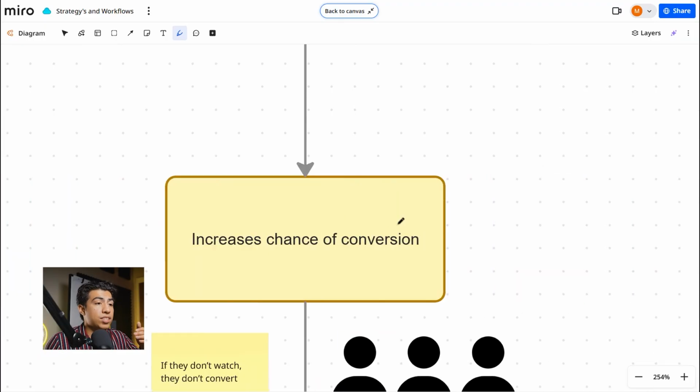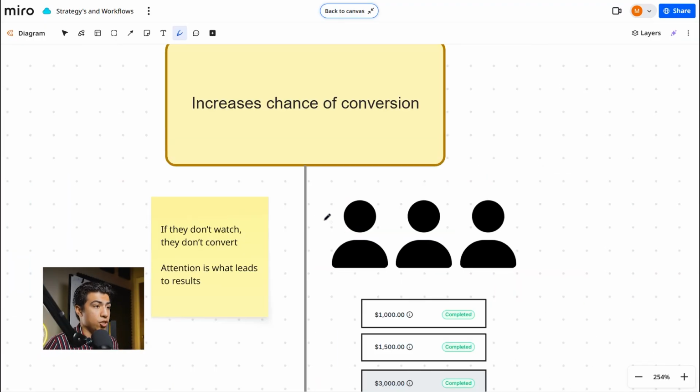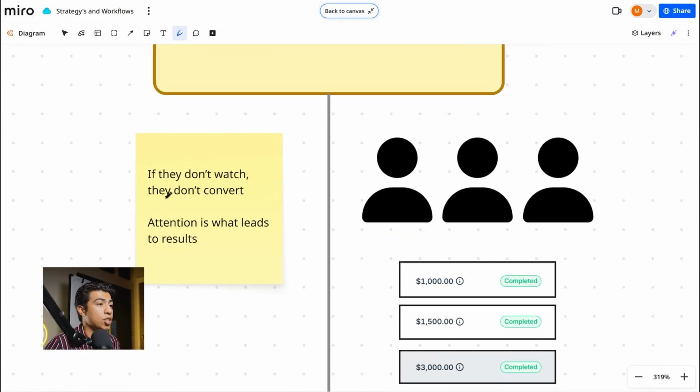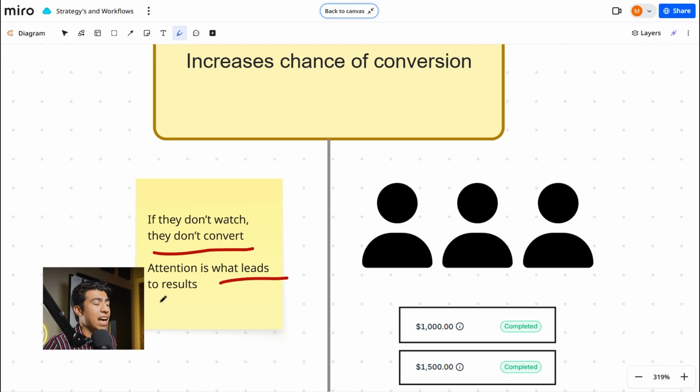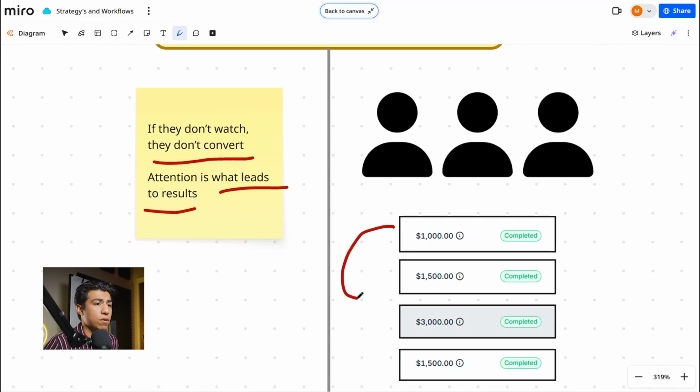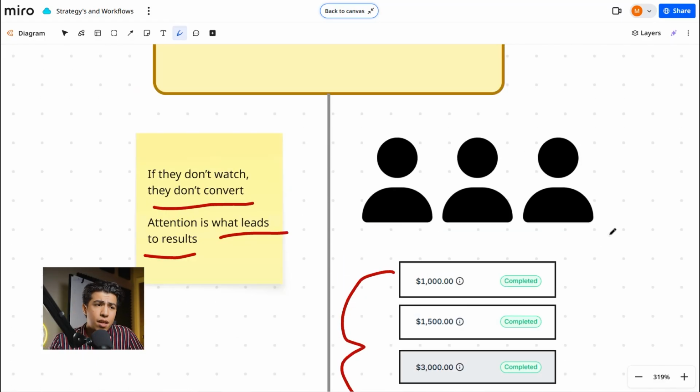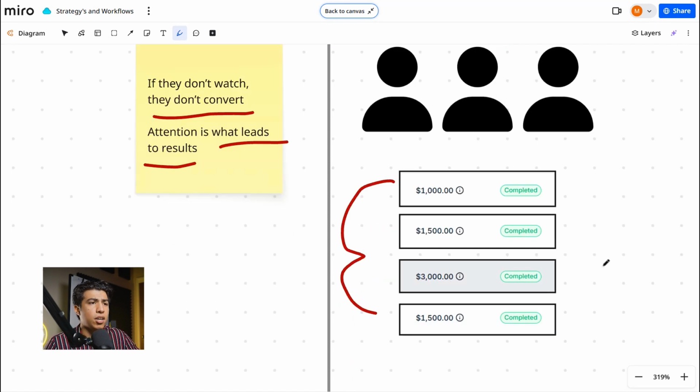The algorithm is just naturally going to push that video out to more people because it sees that more people are engaging with it. And the other reason is it increases their chance of conversion. You see, if people don't watch, they don't convert. The attention is what actually leads to the results. So if you actually want people to trust you, then they want to see that you're putting in some real effort and you actually care about the content you're making. And that's what's going to lead people to actually want to buy from you and trust you, because they see that you are actually providing them real value that they can actually use.